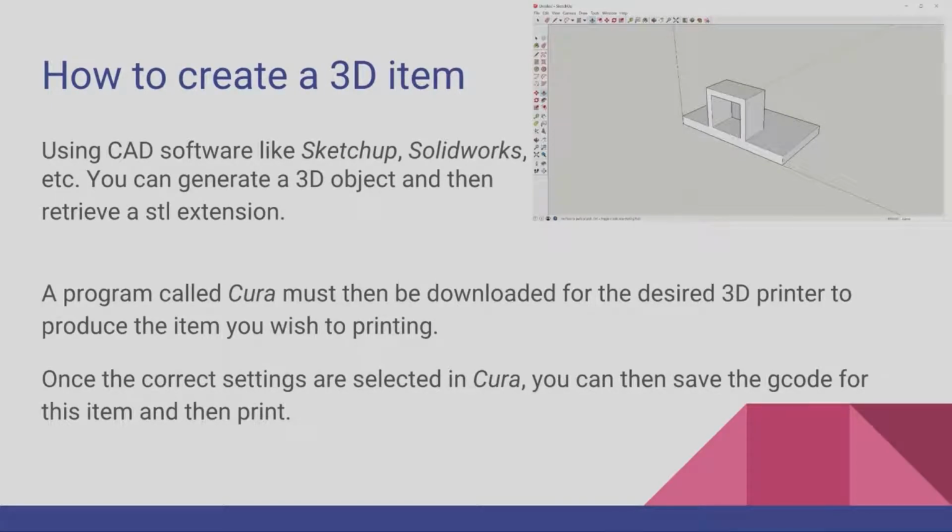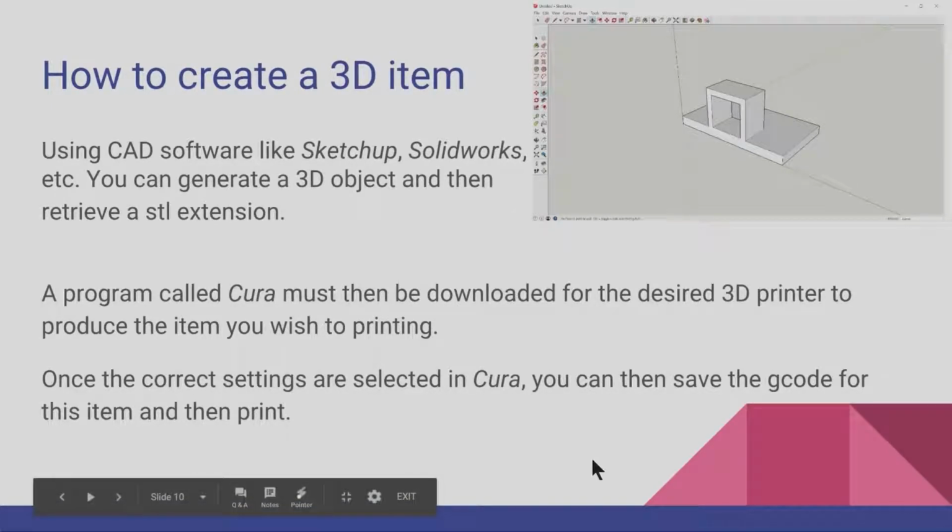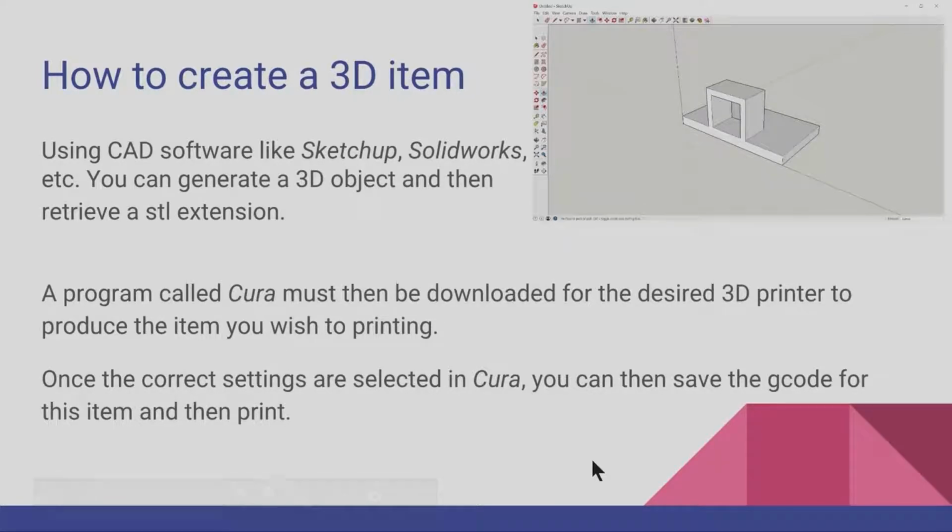So how to create a 3D item. Using a CAD software like SketchUp, SolidWorks, or anything else, you can generate a 3D object and then retrieve an STL file or an STL extension. A program called Cura must then be downloaded for the desired 3D printer to produce the item you wish to print. Once the correct settings are selected in Cura, you can then save to get a G-code, and this is what you will then print from your 3D printer.